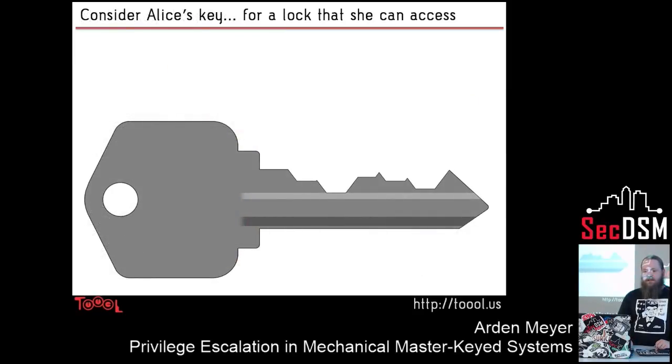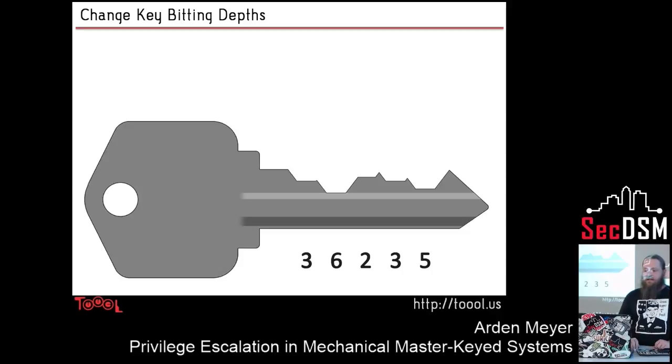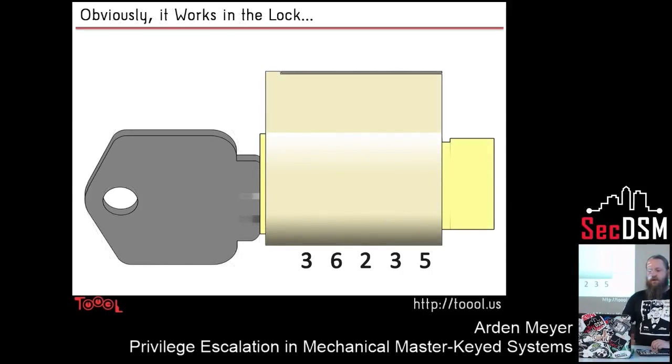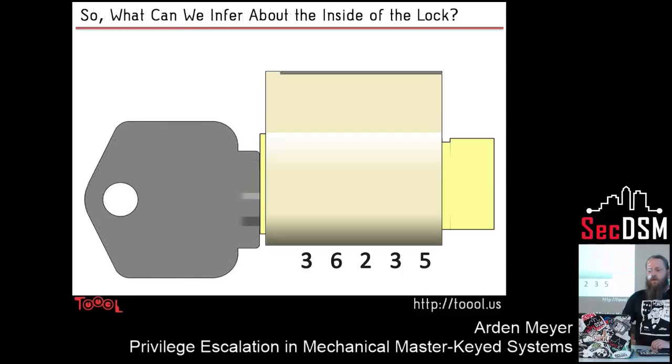All right, so let's start with Alice's key. Alice's key is called a change key. Her bidding depths, again, were 36235. So obviously it's going to work in her own lock. What do we know about the inside of that lock?